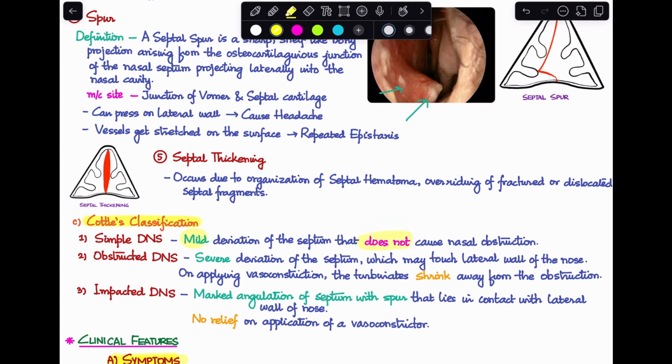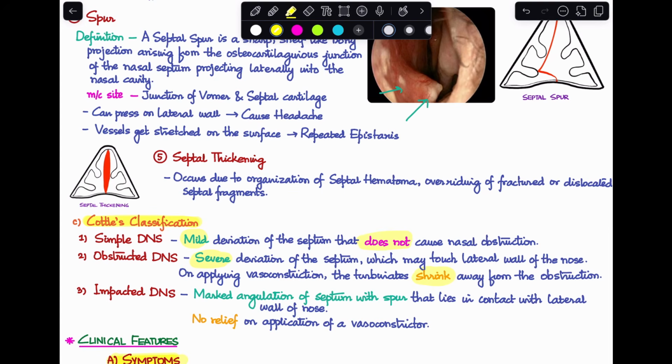Second is we have obstructed DNS. Now obstructed DNS, in this we have a severe deviation of the septum which may even be touching the lateral wall of the nose. But when we apply vasoconstriction, we see that the turbinates shrink away from the obstruction. So because of this, you may not require surgery over here. Sometimes just by using decongestants, the problem can be solved. But you may also need to do surgery in some cases.